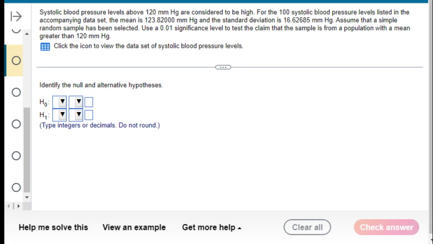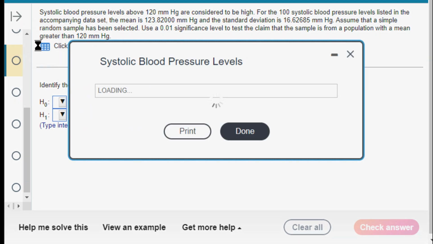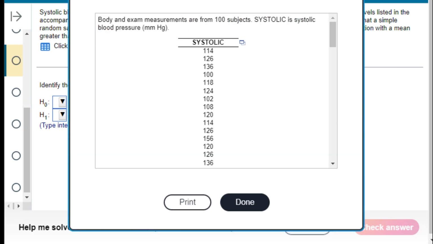This is what my version of the problem looks like. I'm sure yours is pretty much the same. It's going to be about systolic blood pressure levels. If the blood pressure level is above 120, then it's considered to be high. We have a sample of 100 measurements, and it's listed in the accompanying data set. So that's right here. Here's my 100 measurements.